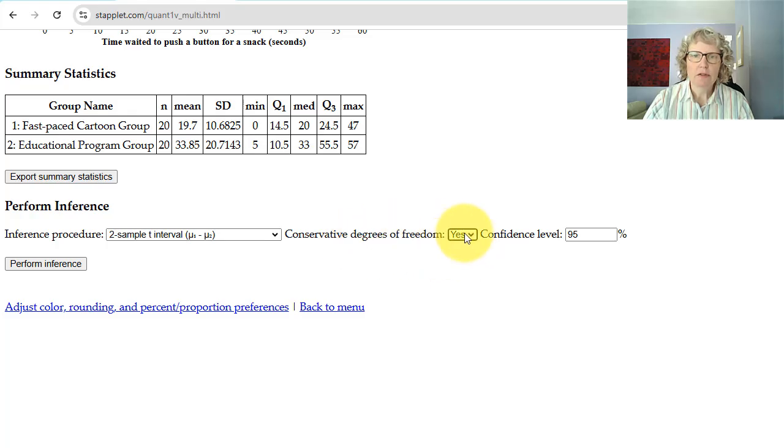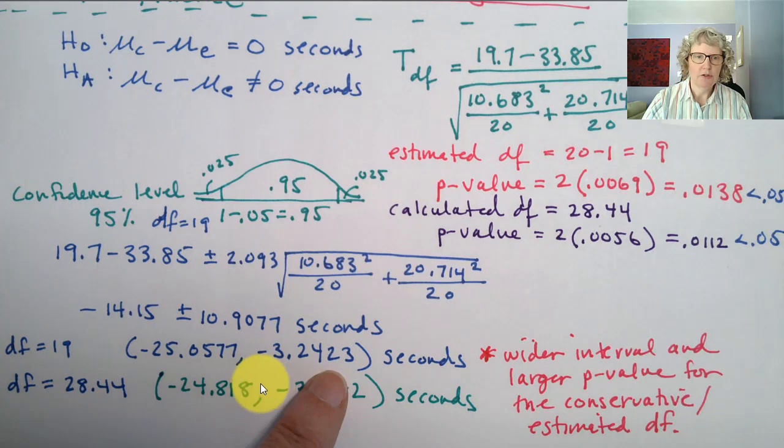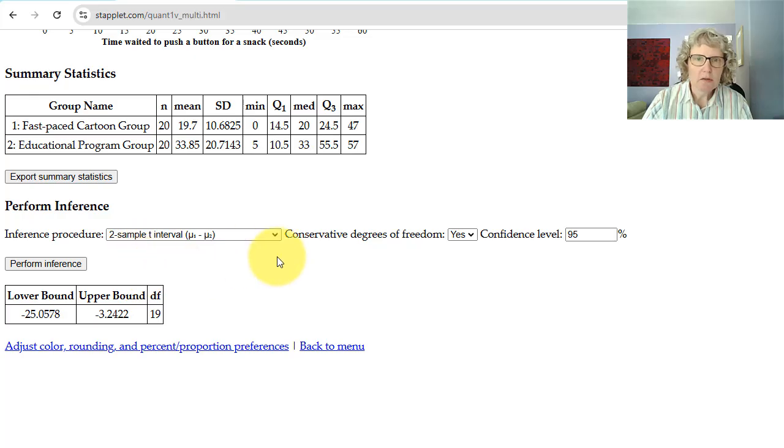And we started with the conservative, and we had 95% and 25.0578, negative 3.2423. So yeah, again, just one digit difference there. Okay, and now let's change it to 2844. Oh, all we have to do is say conservative no, and you can see it right there.